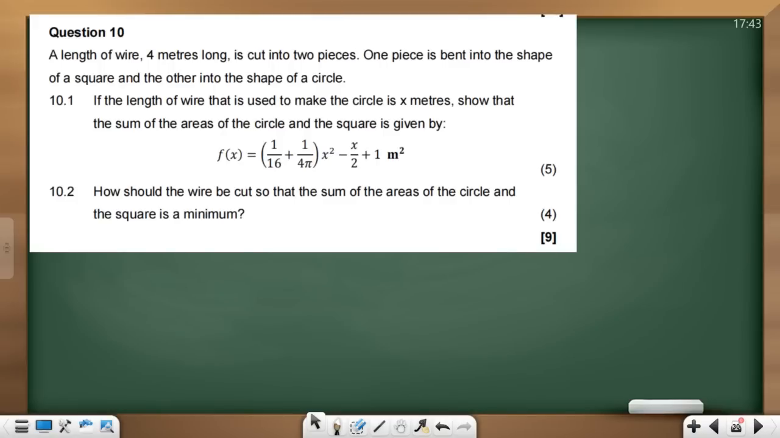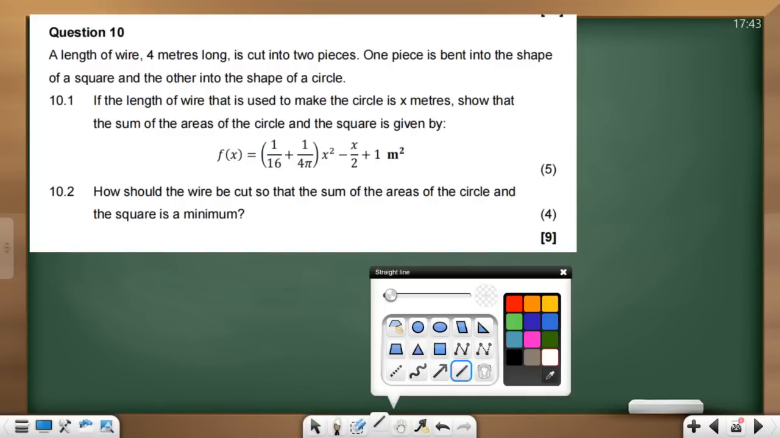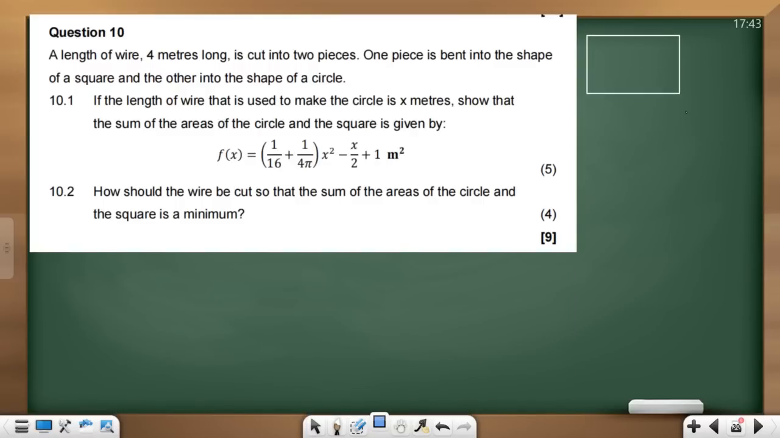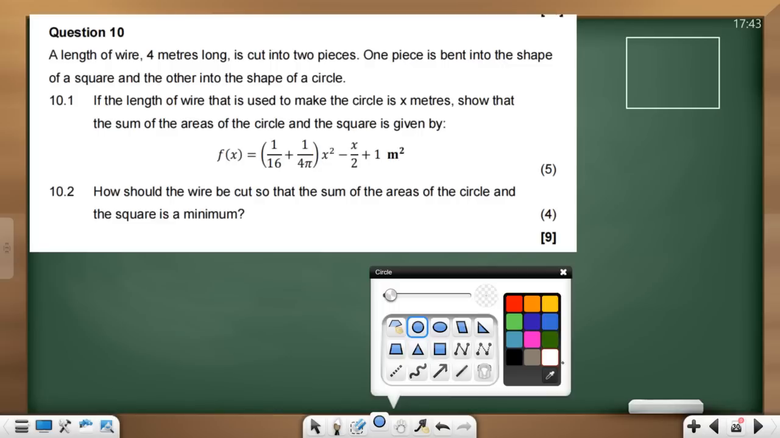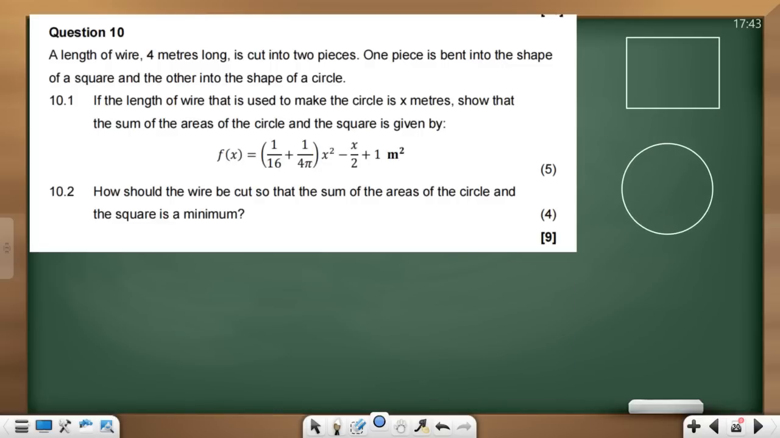Here now we run to our application. A length of wire 4 meters long is cut into 2 pieces. One piece is bent into the shape of a square, okay, we have a square there, and the other piece into the shape of a circle. Now remember, we're talking about the distance. We don't know exactly which one it is.